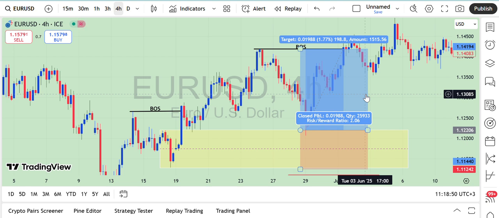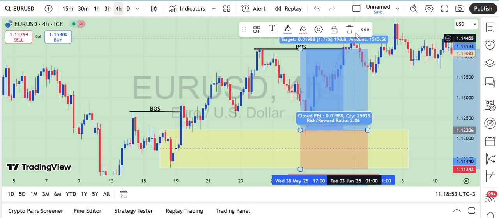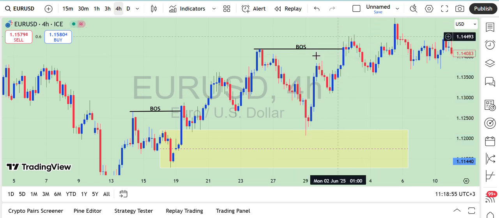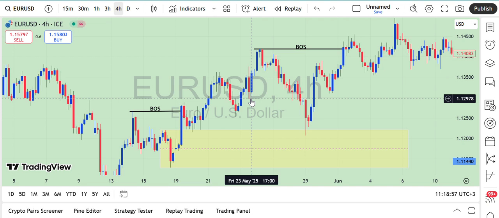That's basically how I use my SMC strategy. I always look for inducements. I always look for correct pullbacks and my point of interest. So that's how I mark my zones.